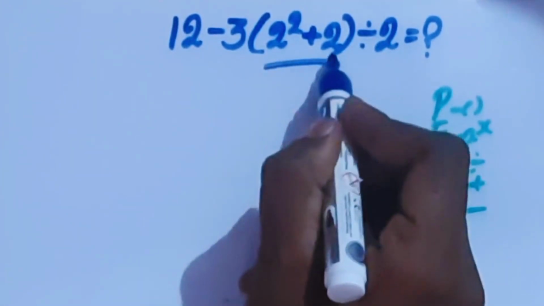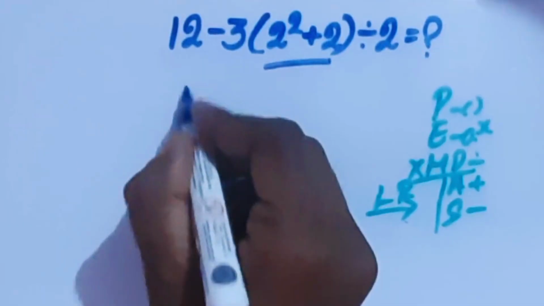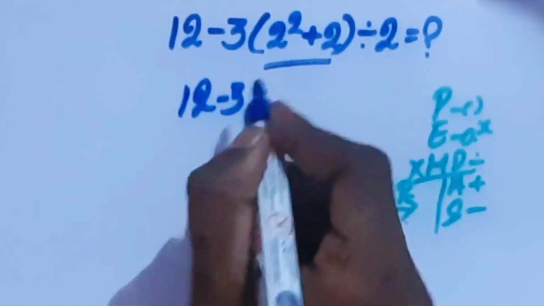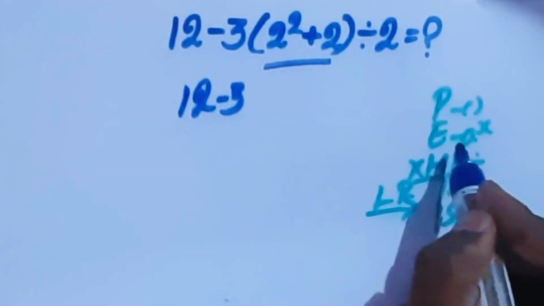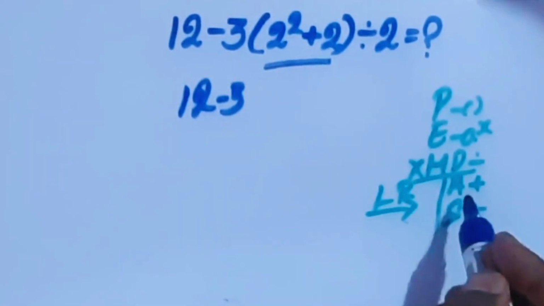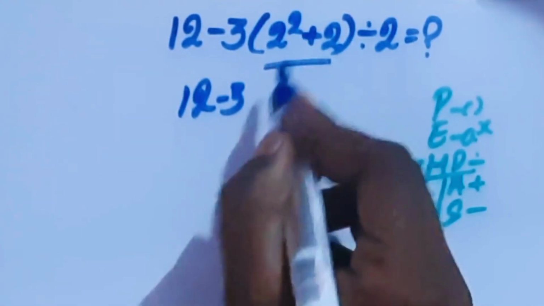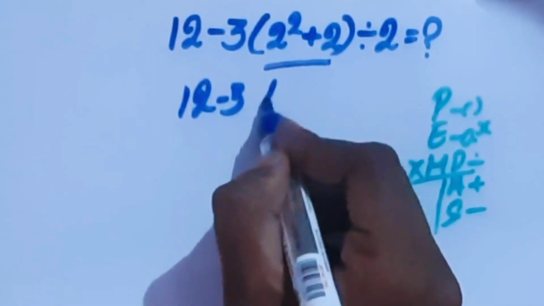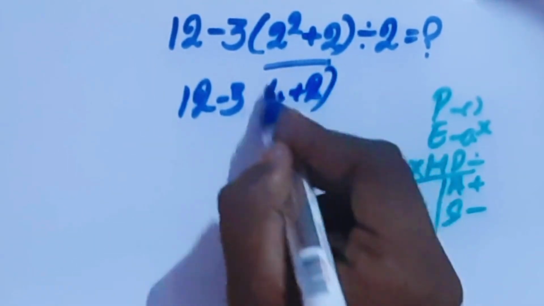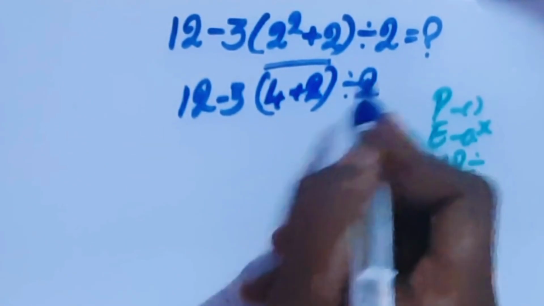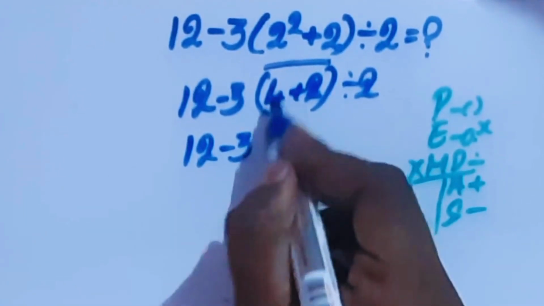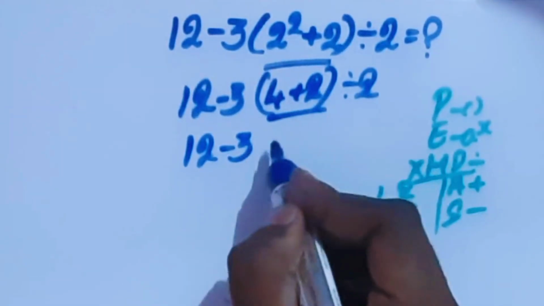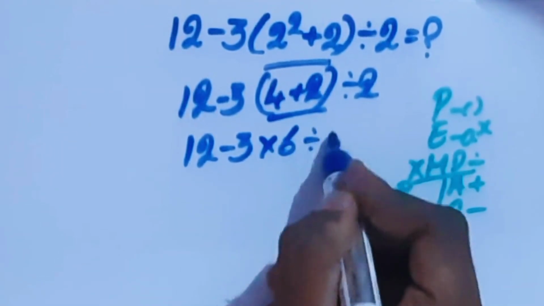As per the order of operations PEMDAS, the bracket is higher priority, so we have to do this bracket before the other operations. Here 12 minus 3, inside the bracket we have two operations, one is exponent, the other one is addition. Exponent is higher priority than addition, so we have to do the exponent before the addition. Here 2 power 2 is 4, plus 2 in bracket, divide by 2. Here 12 minus 3, this bracket, 4 plus 2 is 6, divided by 2.